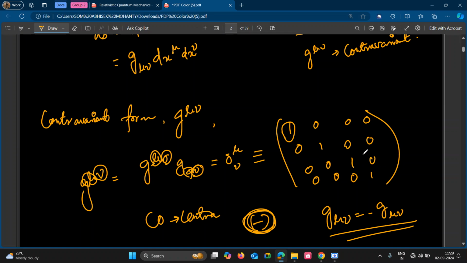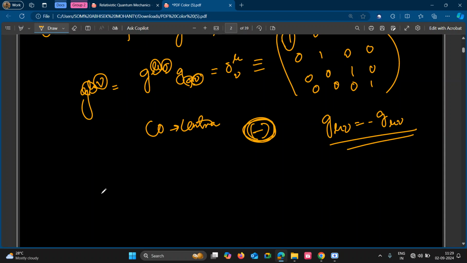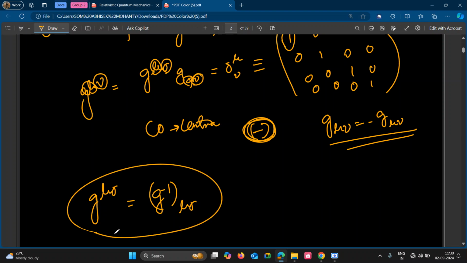Otherwise, I can also write it as g mu sigma is equal to g inverse mu sigma, like that. This is the perfect way to understand it.